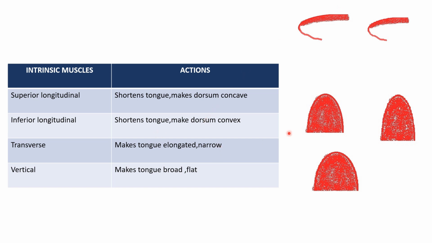If the transverse muscles are contracted, the tongue will become more elongated from side to side. If transverse muscles are contracting, the tongue will become more elongated and narrow. But if vertical muscles are contracted from above downwards, the tongue will become broader and flattened. So these are the actions of the intrinsic muscles of the tongue.